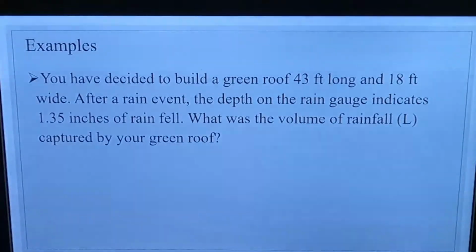So you build a green roof, and from here we're gonna collect how much volume of rainfall was collected in the green roof. This is just length times width, but we need to convert that to meters or centimeters, depending on which way you wanna go.